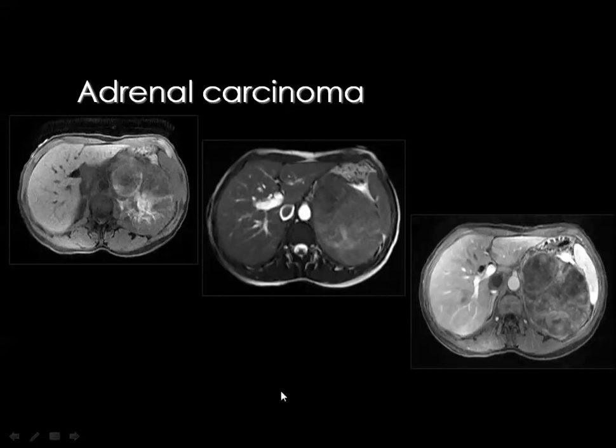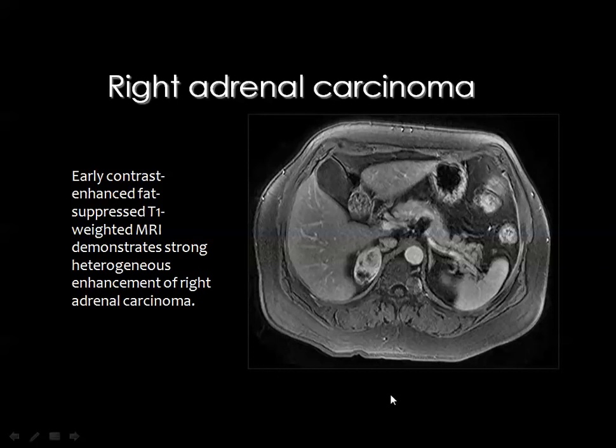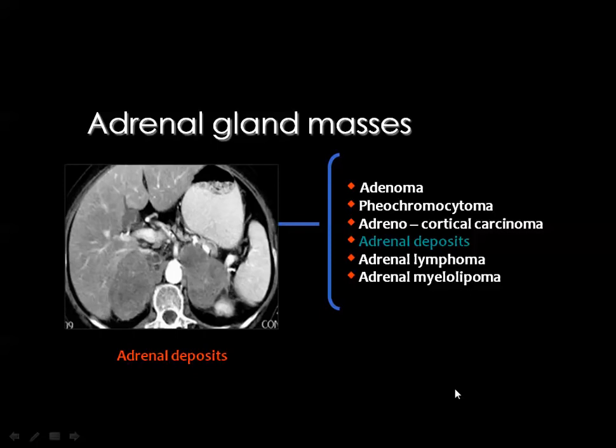Here, you see a big tumor in the left adrenal region. This is the T1 weighted image, the T2, and the T1 post contrast showing heterogeneous enhancement. And the coronal images confirm that the tumor is outside the kidney. It is above the kidney and is quite separable from the kidney. And in this example, you see a mass in the right suprarenal gland and the differential diagnosis as I have mentioned.